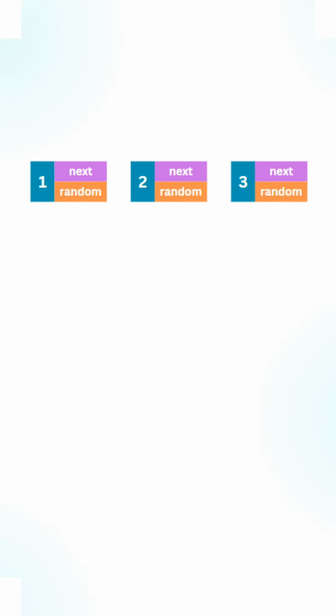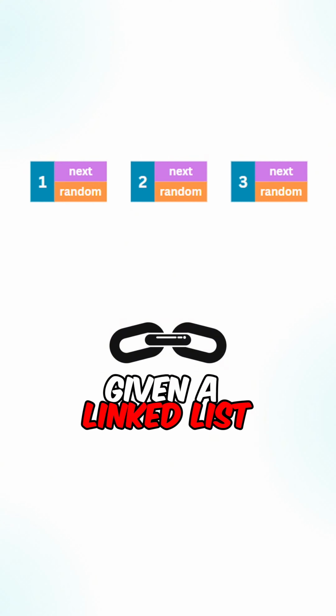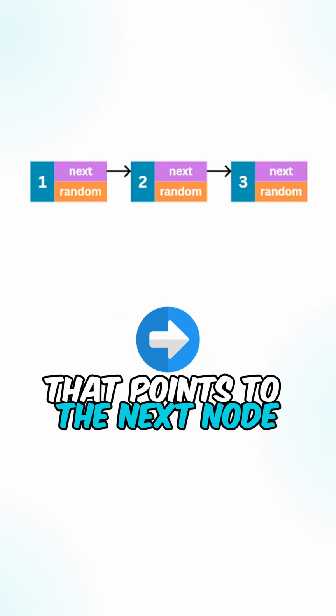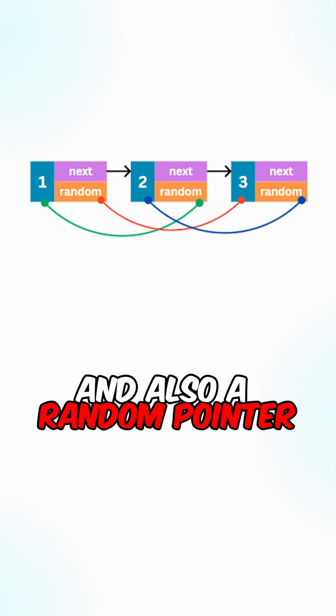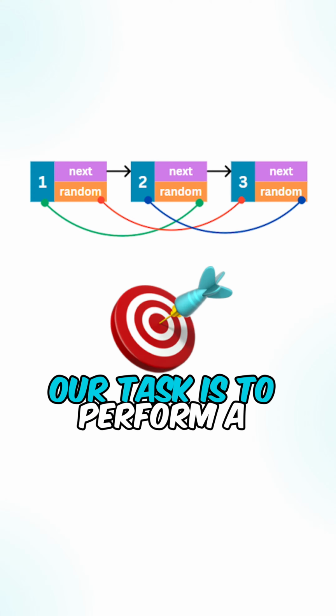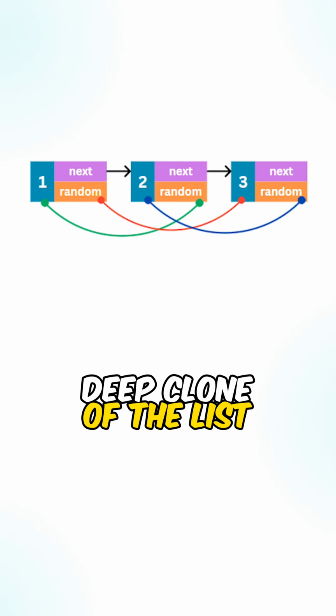This is the most popular linked list interview question at every single company. So given a linked list, each node has a next pointer that points to the next node and also a random pointer that can point to any node inside the list. Our task is to perform a deep clone of the list.